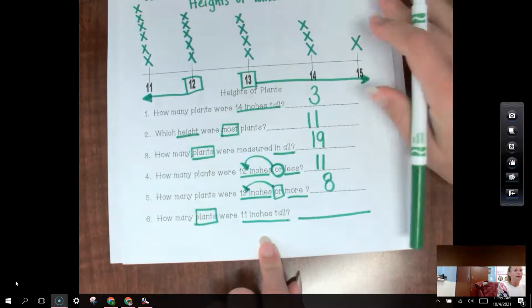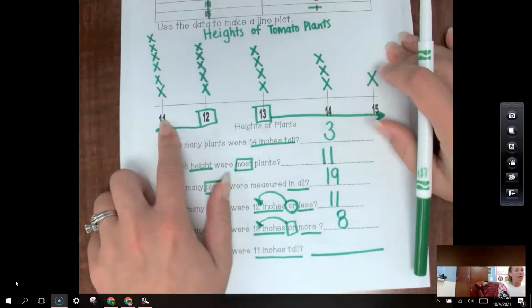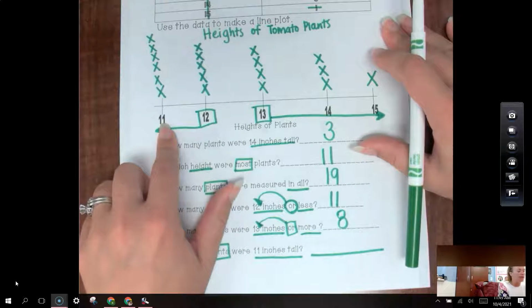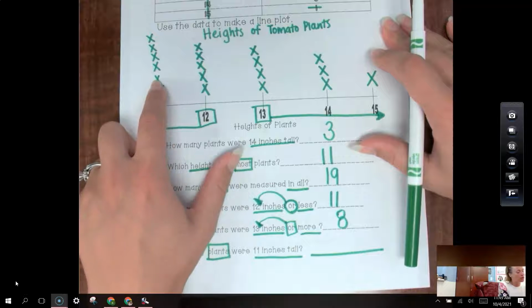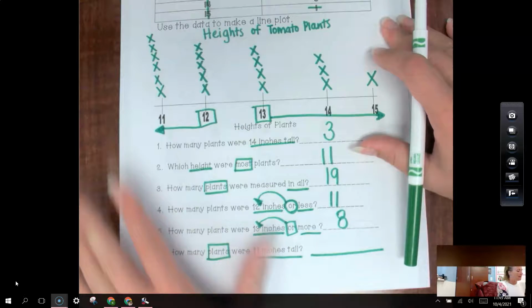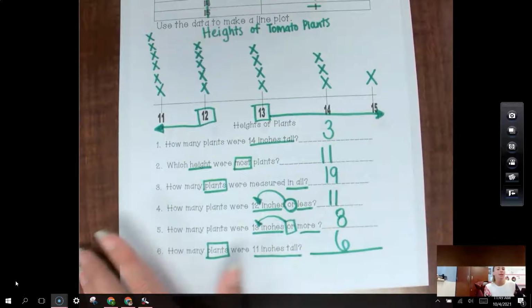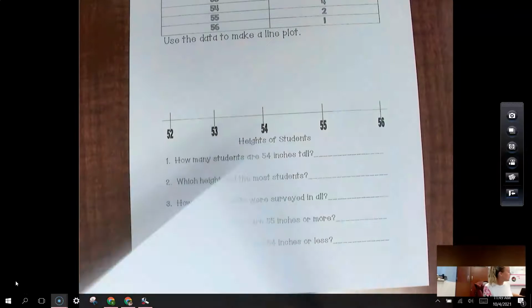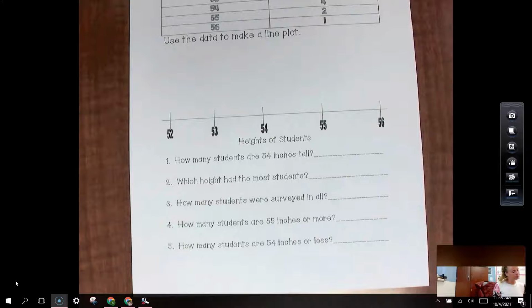11 inches. So I will go to my 11 and I will count. How many plants are 11 inches? 1, 2, 3, 4, 5, 6. 6 plants are 11 inches tall. Alright, let's do one more and then you will do a paper for a grade.